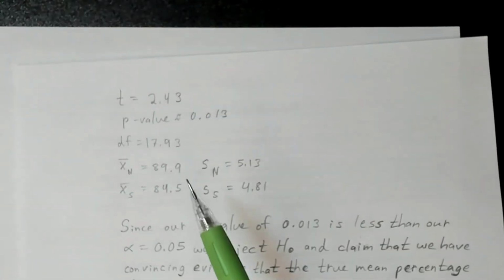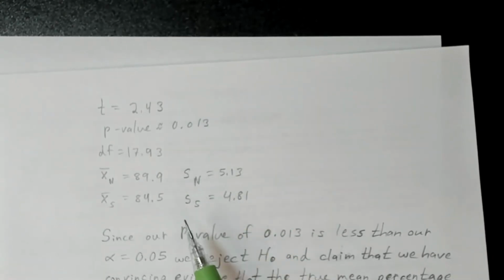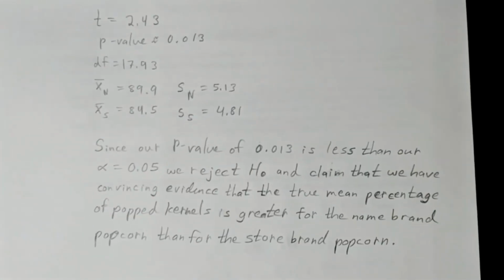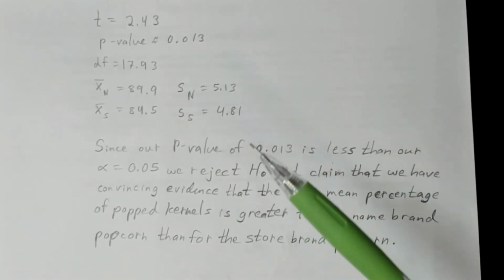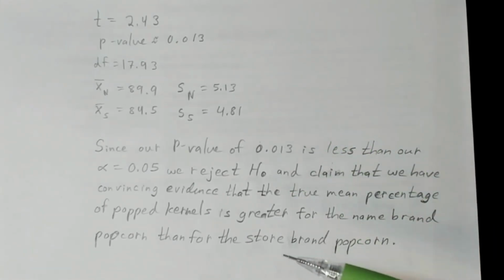The main thing is to interpret the p-value. The p-value is about 1.3%. And since this is below our alpha level of 5%, we reject our Ho and claim that we have convincing evidence that the true mean percentage of popped kernels is greater for the name brand than for the store brand. All right, so there you go.